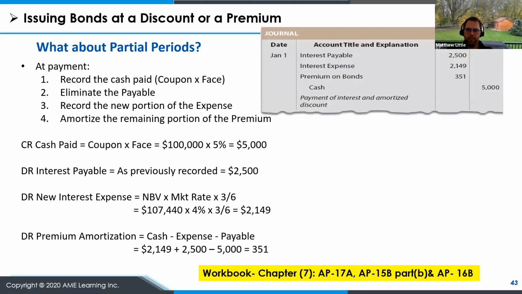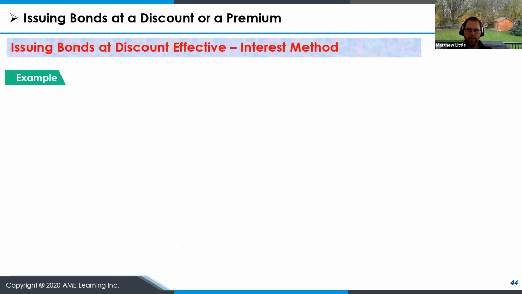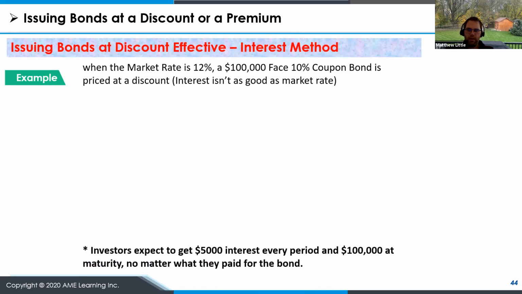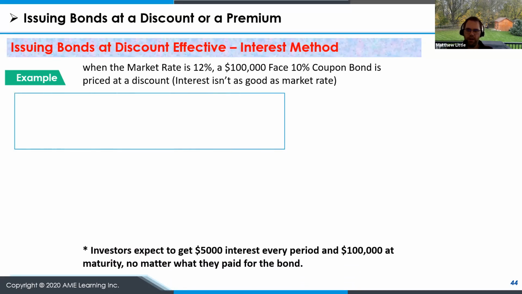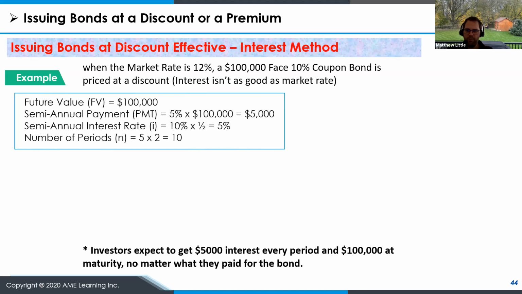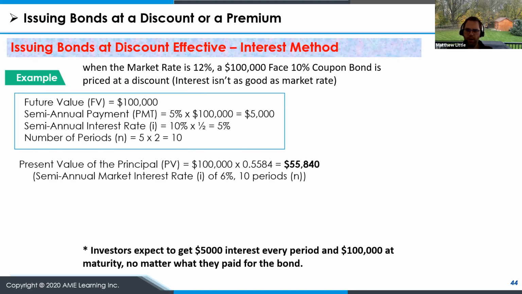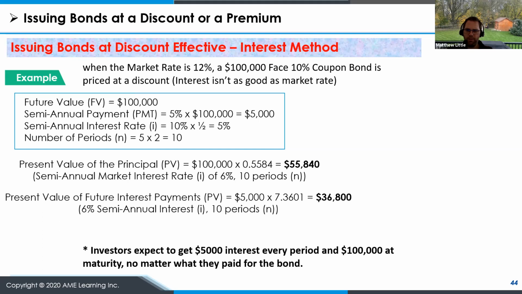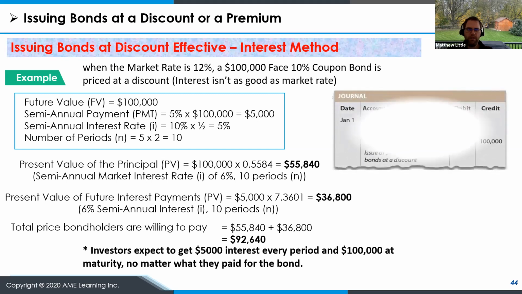Here we go. This is the journal. All right, so the discount uses the same numbers as we did in straight line, but for effective interest rate. Just to recap, we have a market rate of 12%, a coupon rate of 10% with $100,000 face value. So in this case, they're only willing to pay $92,640. So it's the exact same opening entry. Don't worry about the $1 rounding.